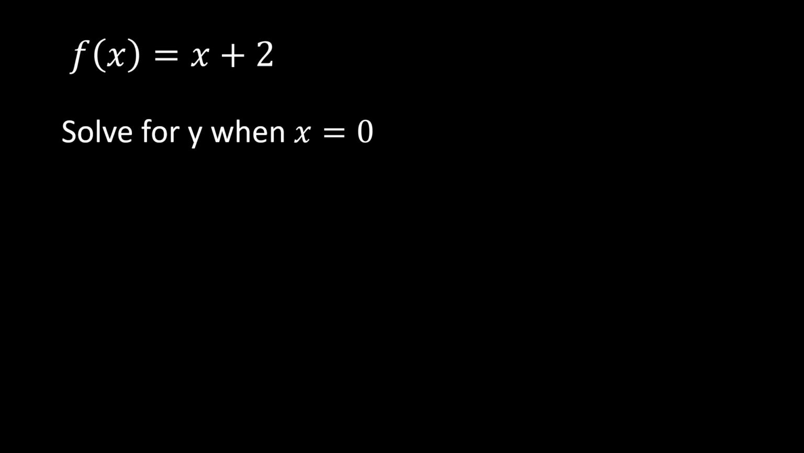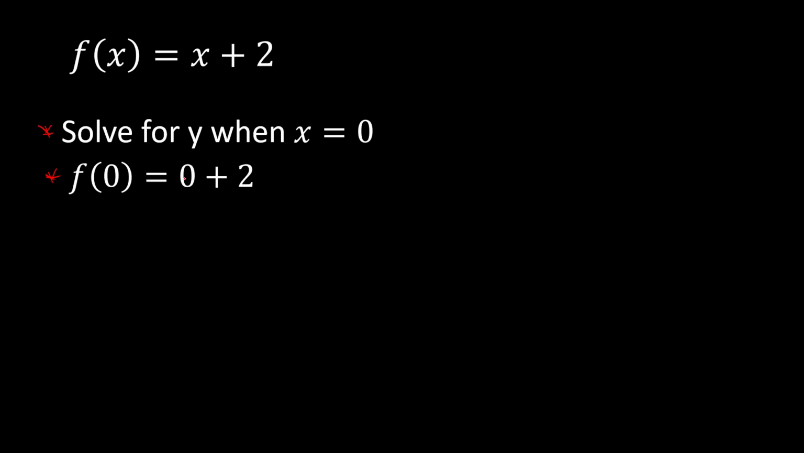Instead of saying solve for y when x is 0, anywhere I see an x, I'll put a 0. So I could just say solve for f of 0. So this would be the same thing as what I just said right here. These are the same thing.